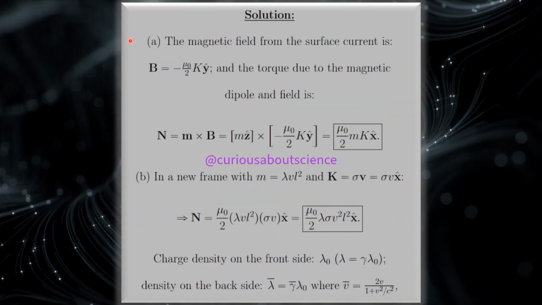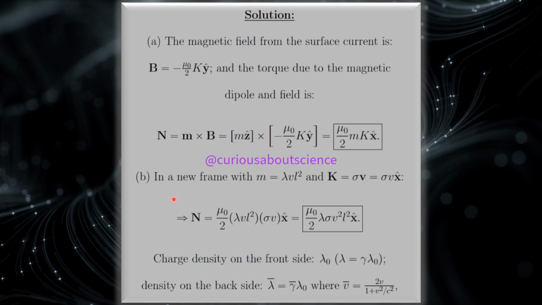All right, so part A, what we know is that the magnetic field for the surface current is B = negative mu naught over 2 K y-hat. And the torque on the magnetic dipole is N = m cross B, where we know what m is, in the z-hat direction, cross product with this field. So we see that the torque is equal to mu naught over 2 m K x-hat.